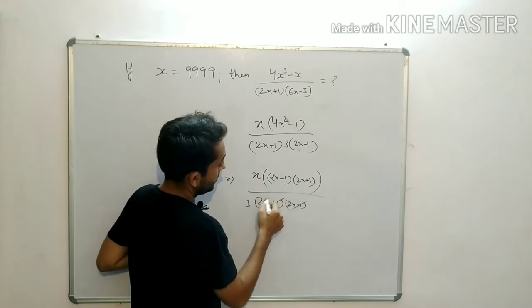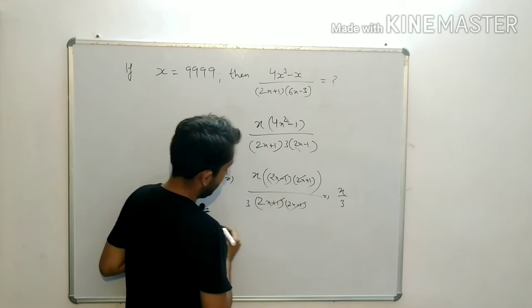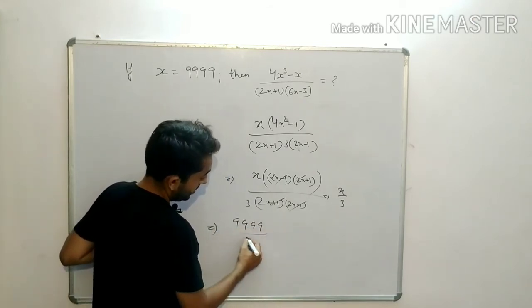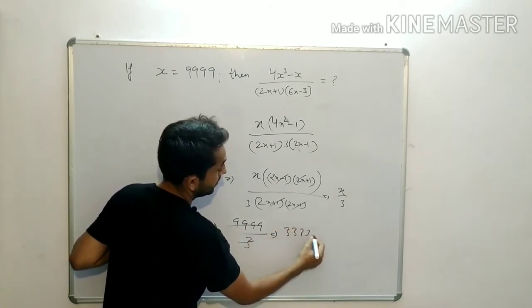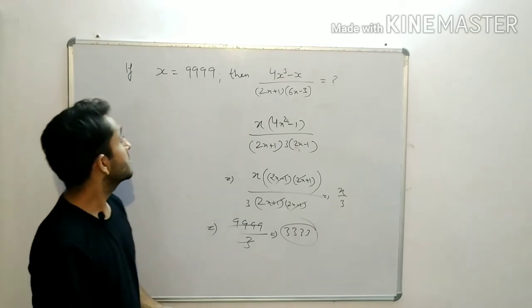This cancels this one. X divided by 3. Now x is 9999 divided by 3. So answer is 3333. So guys, let's move to next questions.